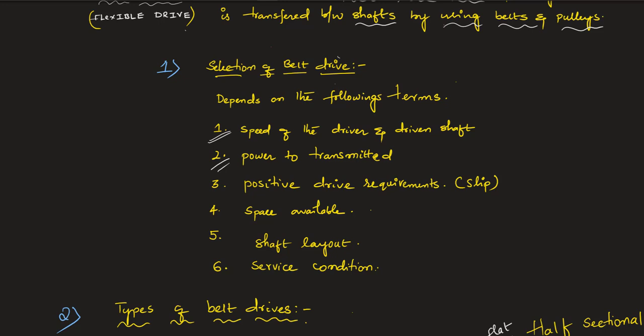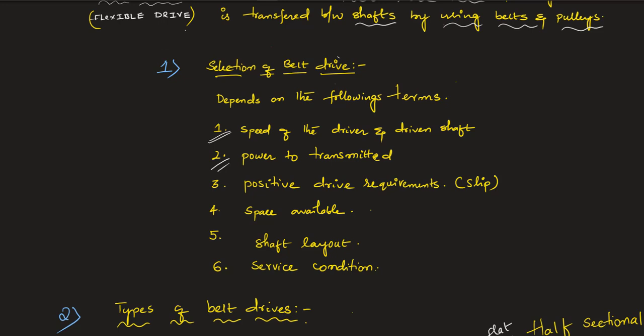And the third one is positive drive requirement. One of the main disadvantages of a belt drive is that slip is inevitable, which means slip will always be there in a belt drive, which causes power losses. So a positive drive is the one in which there is almost zero slip. So how much positive drive requirement is there? Depending upon that also we can select a belt drive.